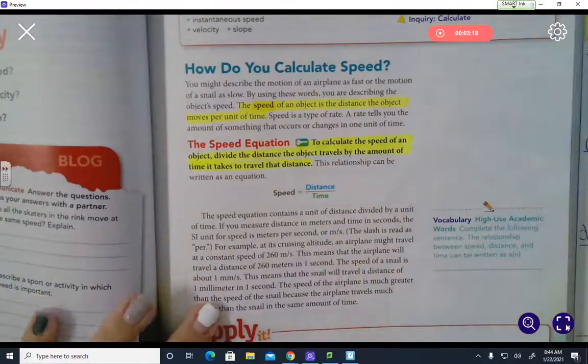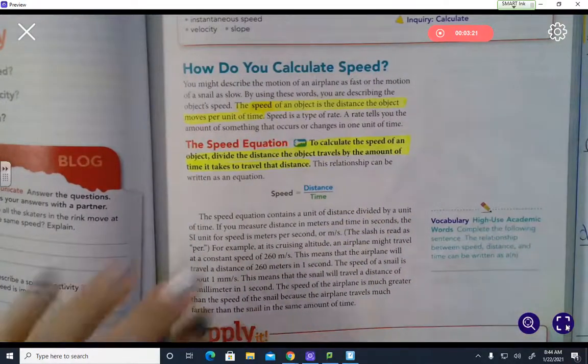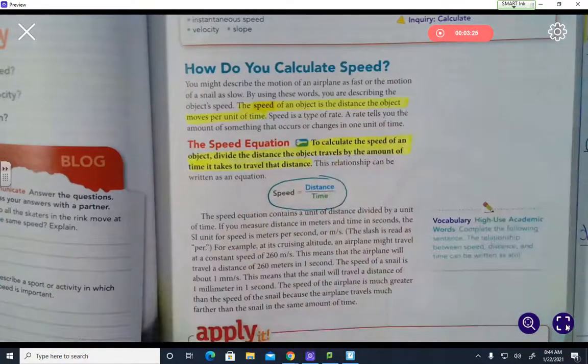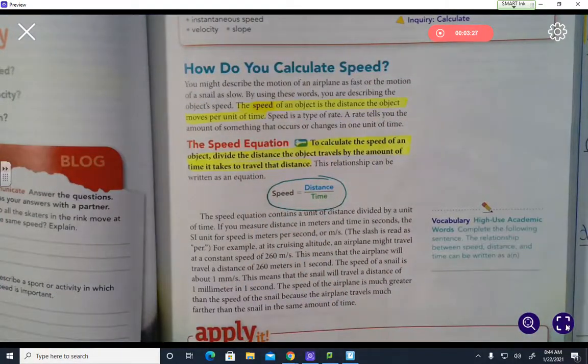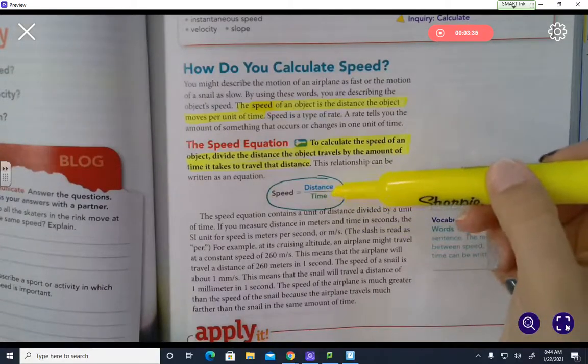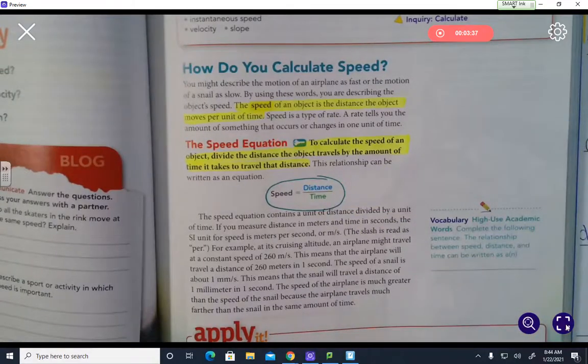And then take your pencil, I'm going to take a pen, and I want you to just circle that equation. So to calculate the speed of an object, divide the distance it travels by the amount of time it takes to travel. So you just do distance divided by time, and that's it.